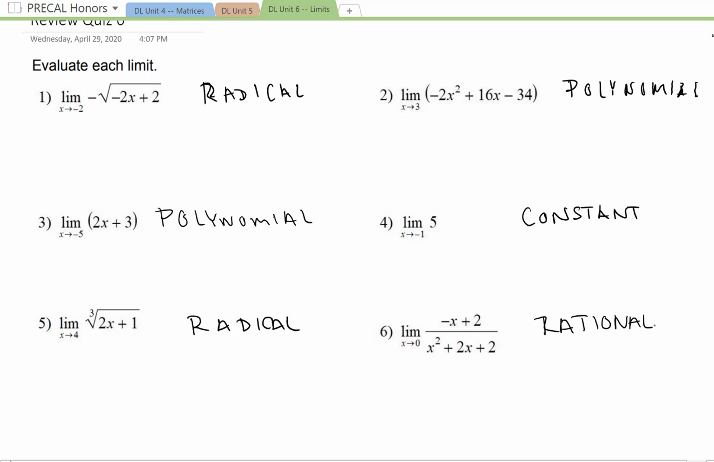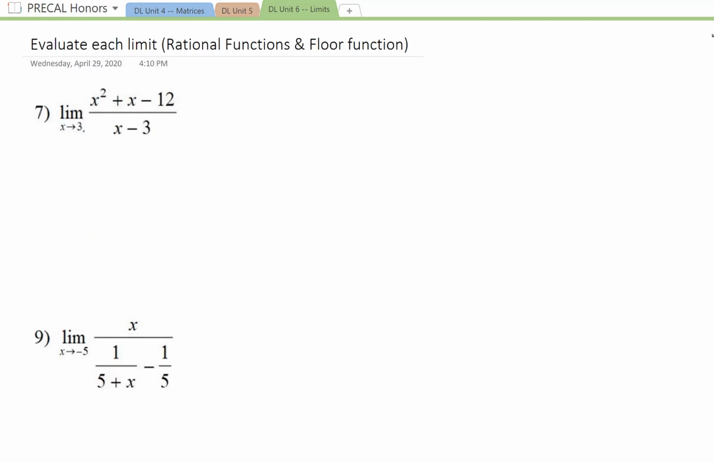For every single one of these, as long as it does not make the expression undefined, you can use direct substitution. In this case, direct substitution, 3 minus 3. How does that actually look? I'll show you that.